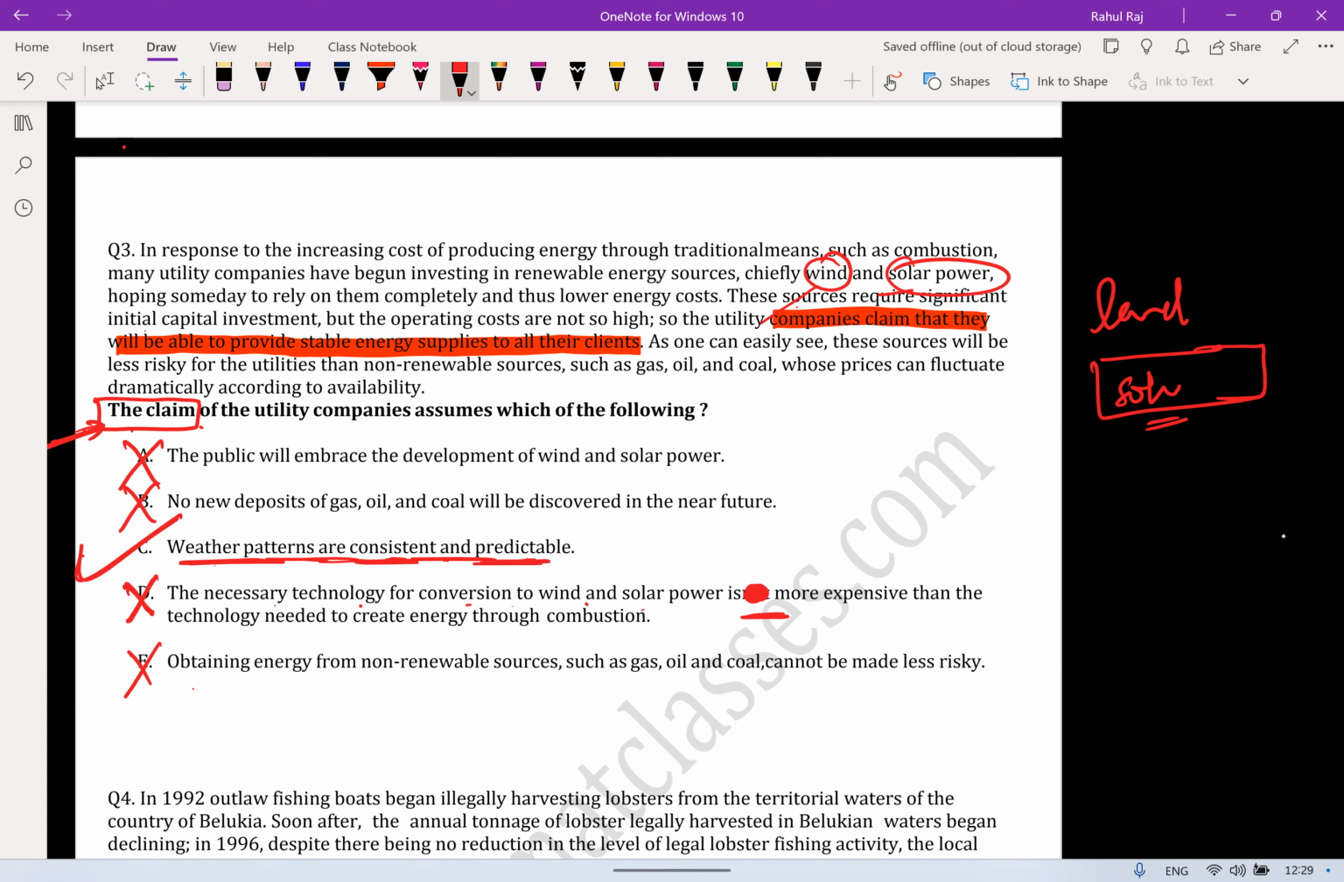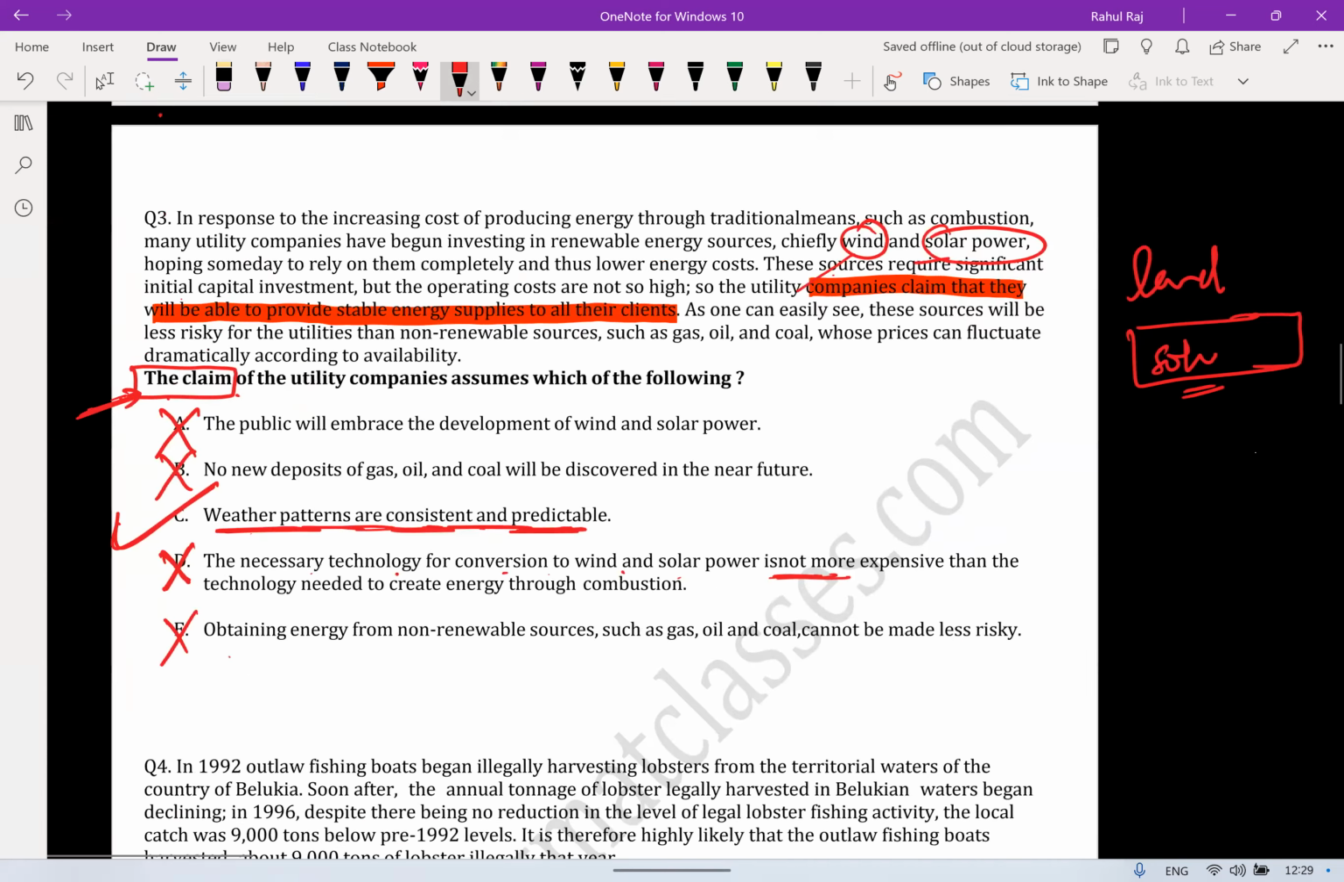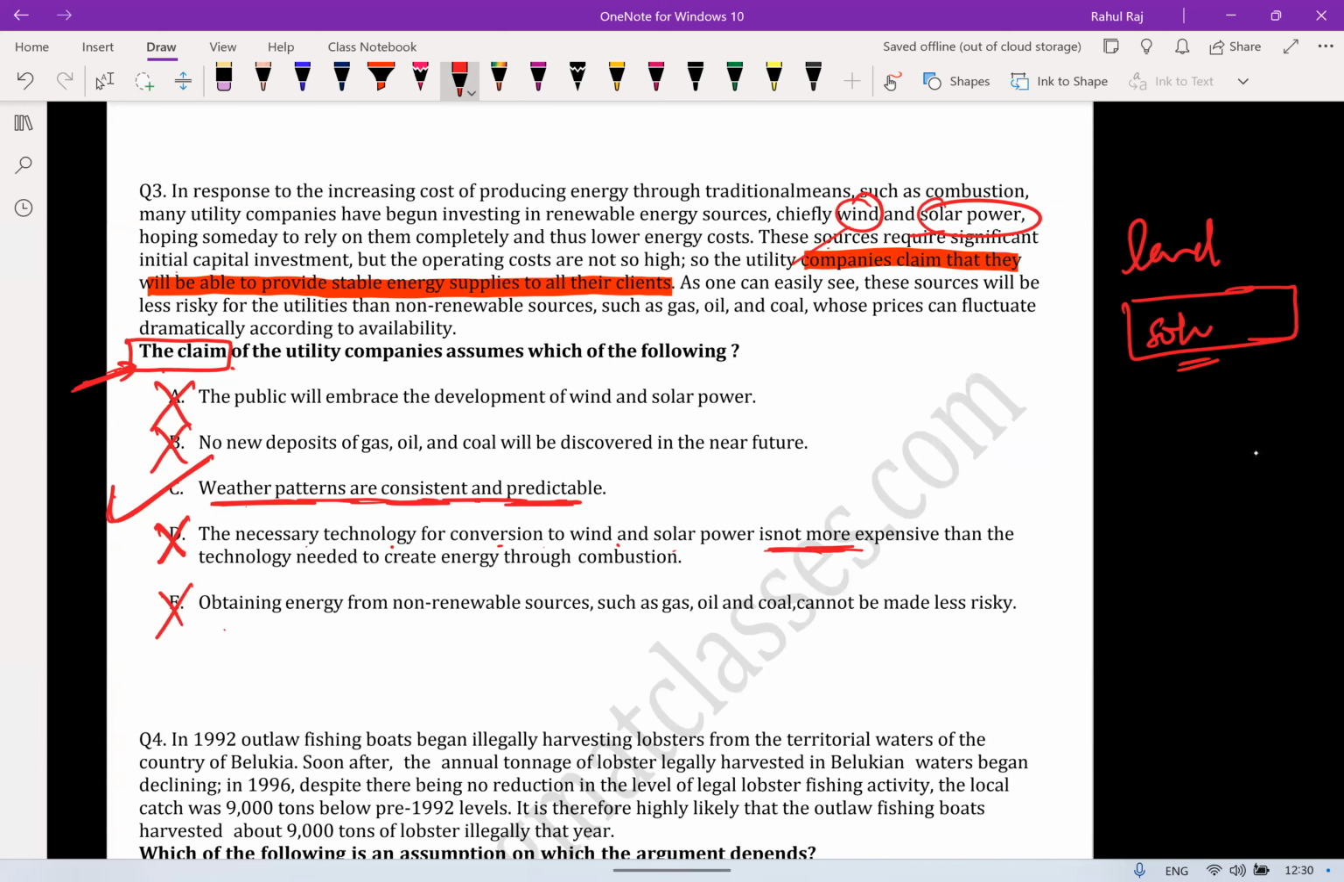Any problem? I have one doubt. Yes, tell me. In the passage, it's the initial capital investment they're talking about, right? But the operation costs are not so high. And in option D, it is saying more expensive. Okay, more is a strong word. It is not more expensive. The word more is given, but it's given expensive, right? We cannot assume that. The point is, it is given to you as expensive, and you are telling it is not more expensive. It is contradicting or not? That's the reason you are trying to challenge the fact, which you should never be doing. Okay? Clear?